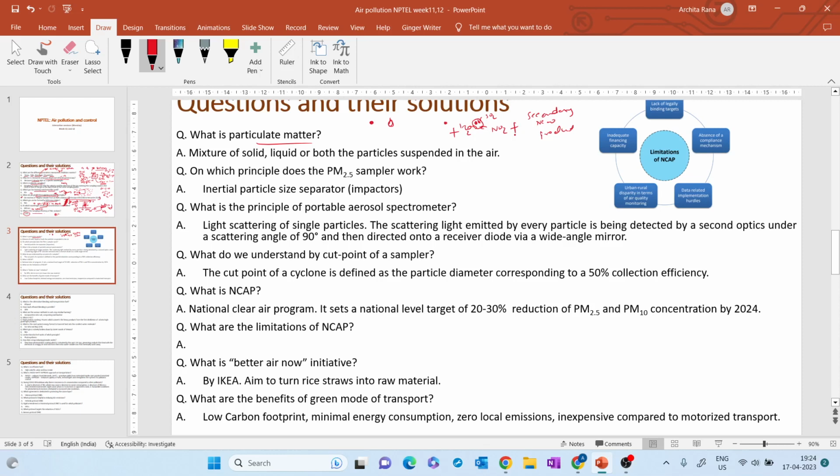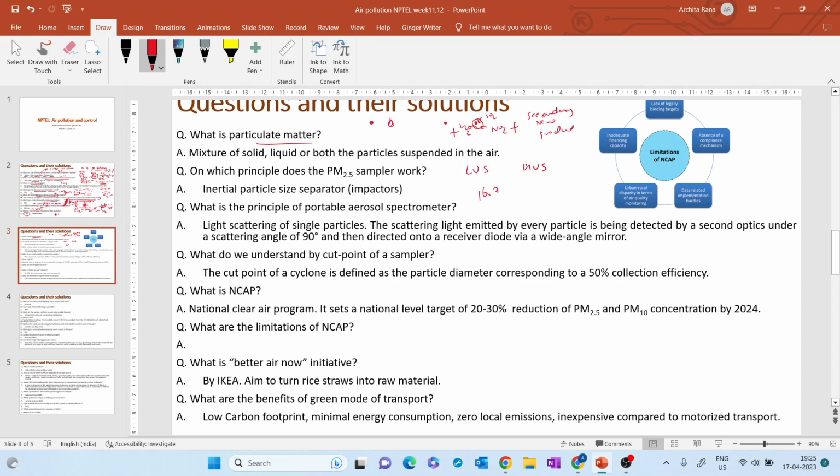So the difference between a low volume and a high volume sampler is the amount of air intake. In other words, how many liters per minute an instrument can take in or suck determines whether it's a low volume or a high volume sampler. For example, in low volume, the rate of flow is I think 16.7 liters per minute or something like that. In a high volume sampler, it's way too high. It's way too large. So that is the major difference between them.